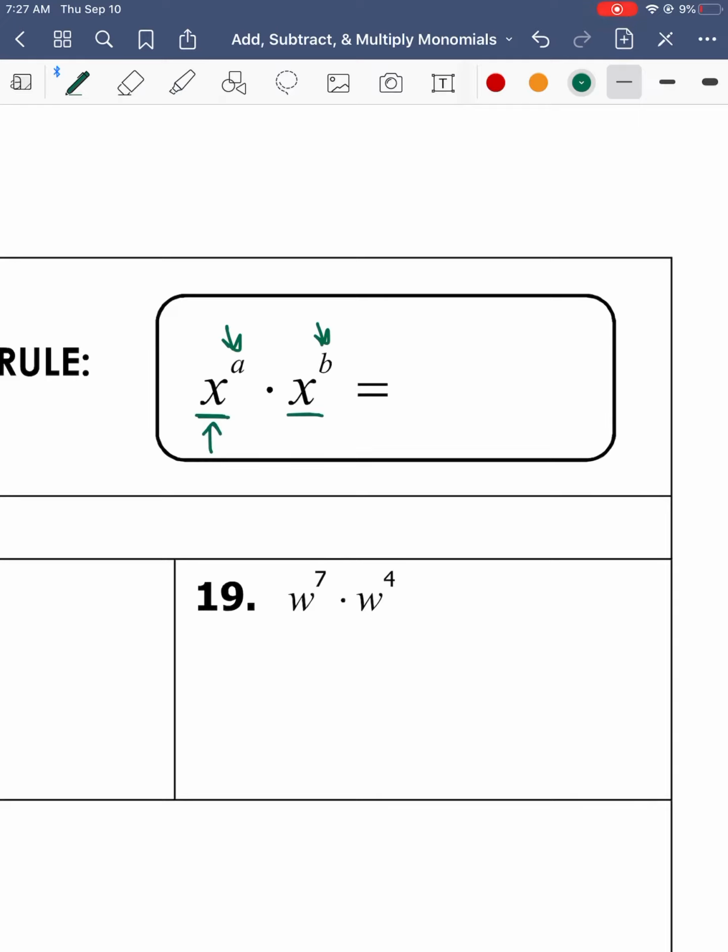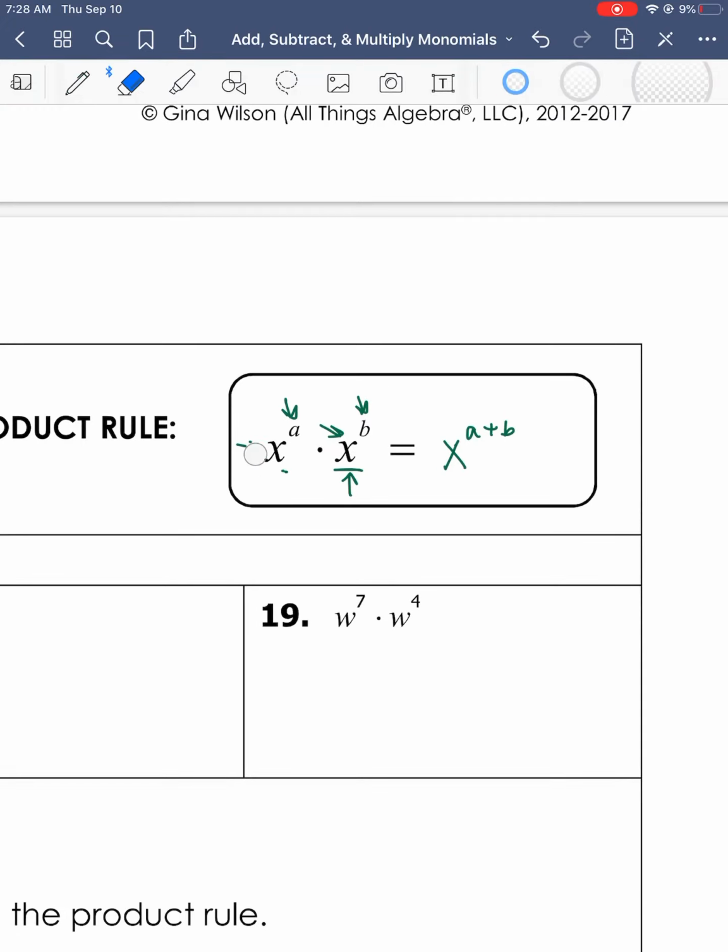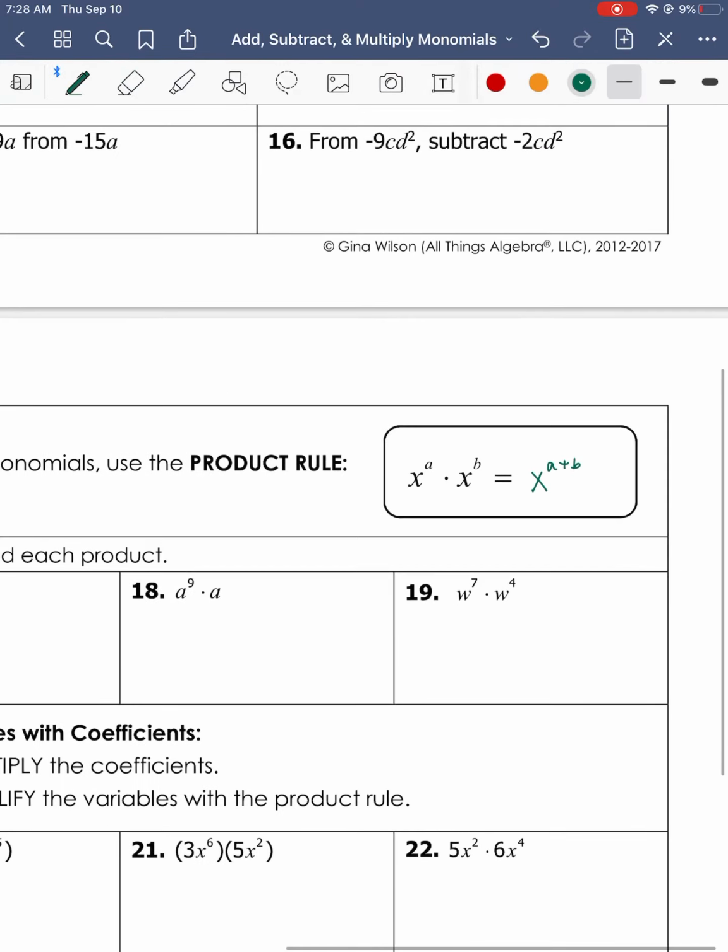As long as you have the same base, they're both x, you can combine these, and the way that you combine them is by adding the exponents. This has a base of x, base of x, base of x, so your answer is also going to have a base of x. And then the exponents, since these are different and they're being multiplied together, all you have to do is add the exponents. So this will be x to the a plus b. That's really important, so make sure you keep this rule close by as you're doing these example problems.